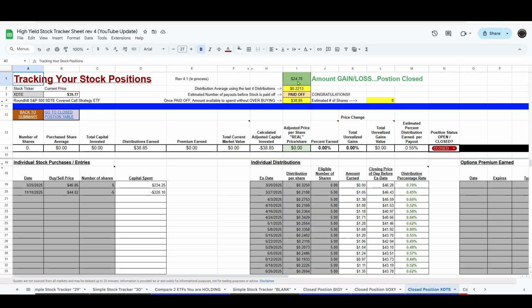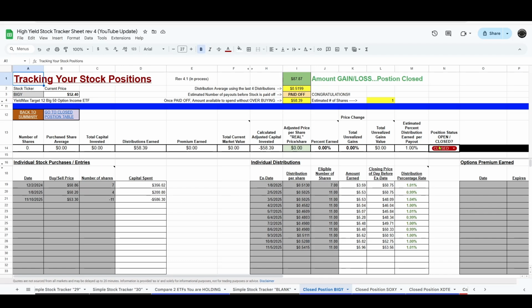I did not have many shares in each of these. As you can see, XDTE only had 5 shares. SOXY, I had 9 shares. And for BIGY, I only had 11 shares. So all of these were pretty small positions. So I did want to clean up a little bit. So I did go ahead and just sell out of these.